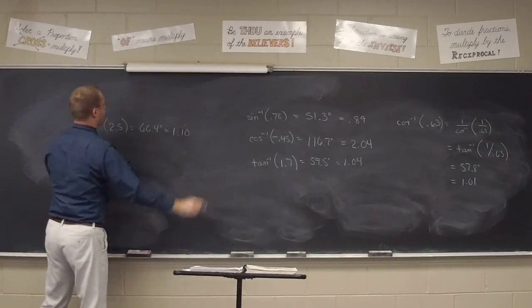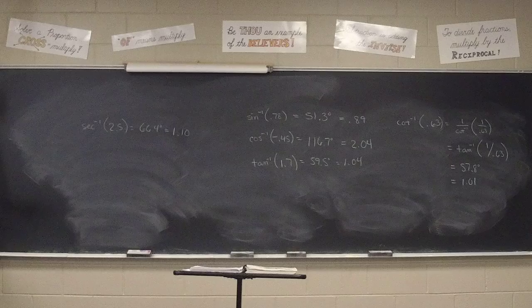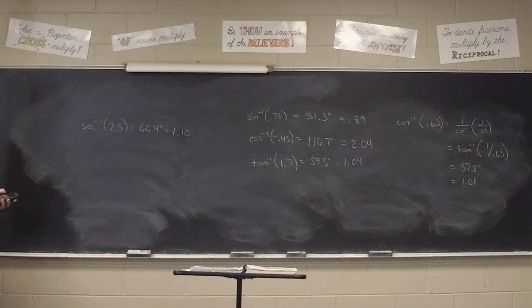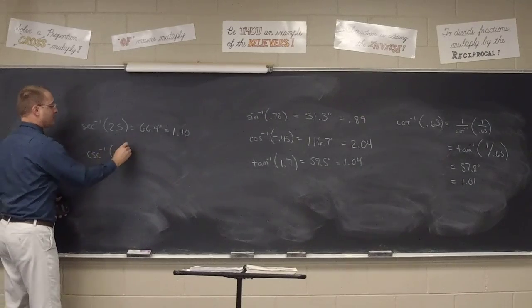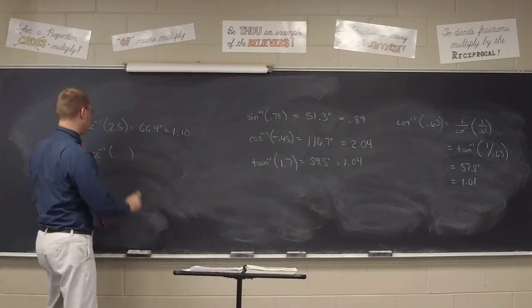1.10. By the way, you could set the calculator to do the rounding for you. Remember, second fix 2, or second fix 1 if you're doing the degrees, right? Questions? Good to go on that one? What if we had the arc cosecant of negative 4.8?